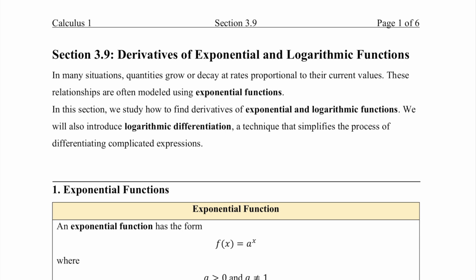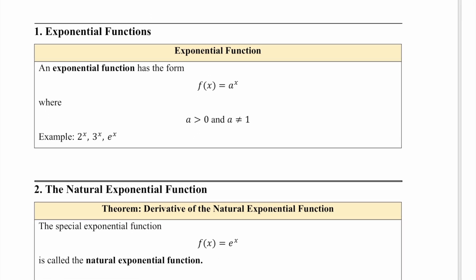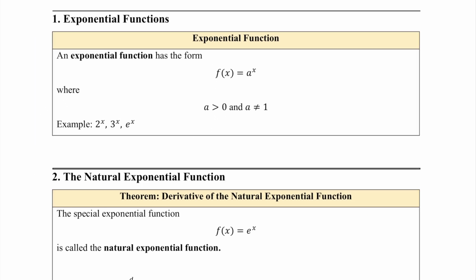Hi everyone, welcome to section 3.9, derivatives of exponential and logarithmic functions. In this section, we'll learn how to take derivatives of exponential and log functions and see how they model things like growth and decay. Let's start with exponential functions.